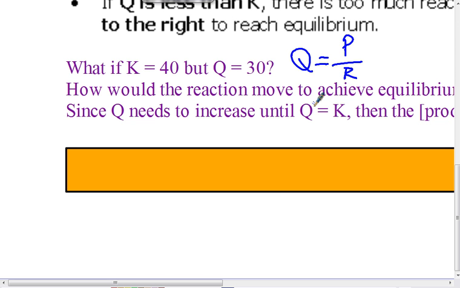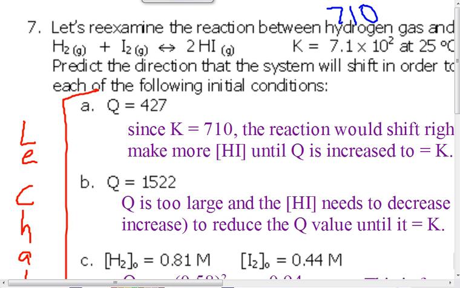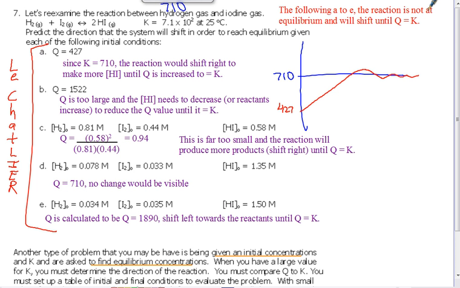Okay? What if it was the opposite? What if Q was 40, but K was 30? We would need to decrease the products, increase the reactants, so it would shift that way. So here's what we have: a bunch of examples of that idea again and again. You all playing at home, go ahead and pause the video so you can write down some stuff.